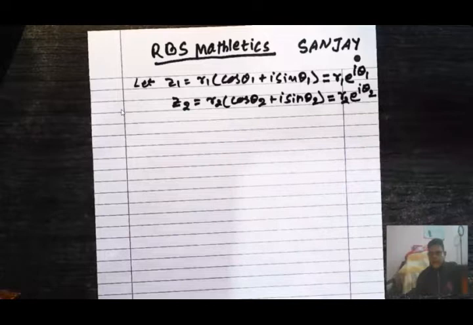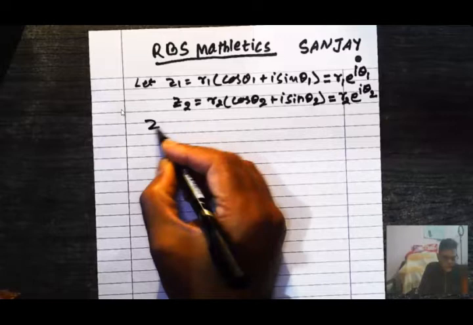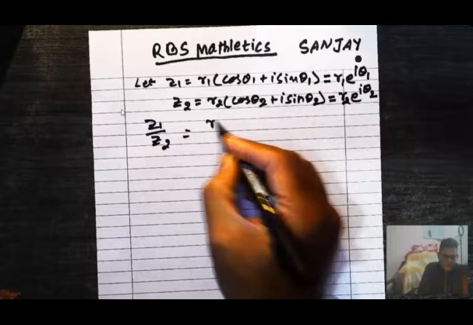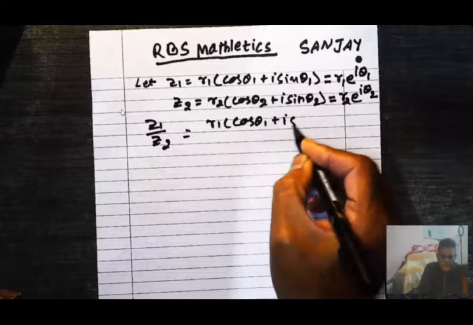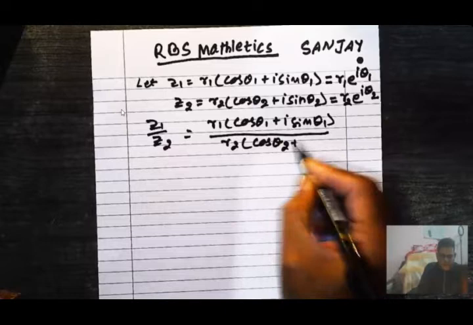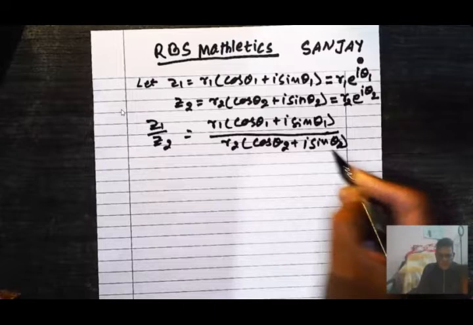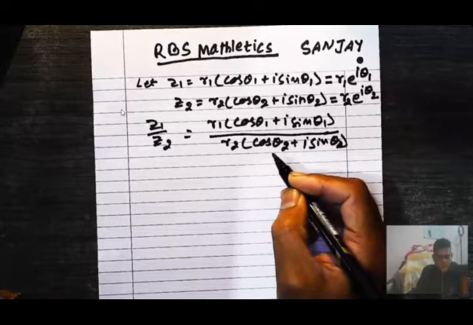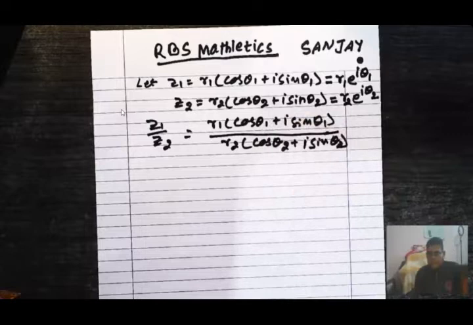Now we are interested in dividing these complex numbers. Then you can see here that g1 over g2 equals r1 cos theta 1 plus i sine theta 1 over r2 cos theta 2 plus i sine theta 2. It is also possible to take the complex number in Cartesian form, which I think I have done in my previous classes. So here let's see it in polar form. In this case you would have to rationalize the denominator, but it will be a lengthy process.